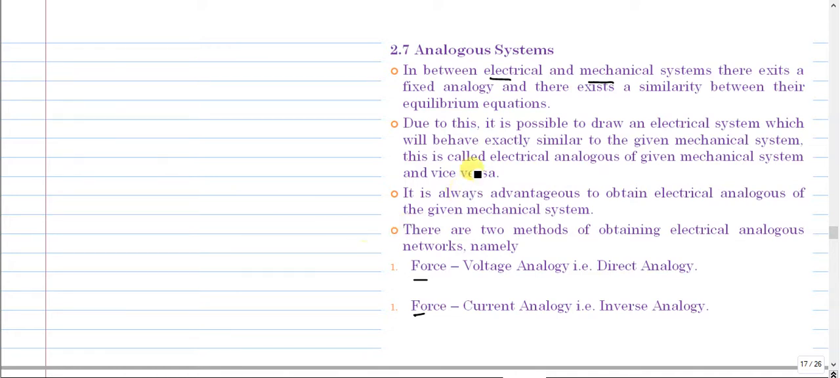The statement clearly states, if you are representing an electrical system in terms of mechanical, we call it electrical analogous. To achieve this, we have two methods. The first one is force voltage analogy and the second one is force current analogy. What are these? We will discuss one by one. In a simple way, you can also represent them as force voltage and force current.